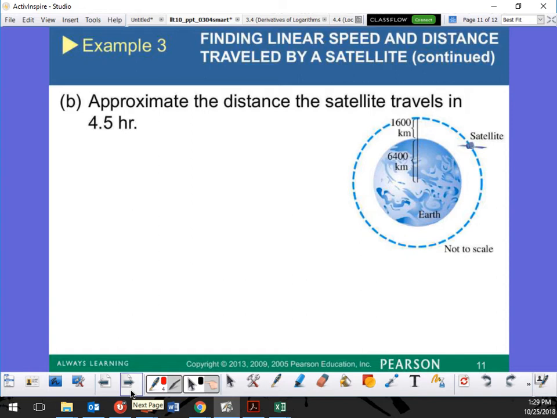Oh wait, I'm sorry, there's one more here. Part B says approximate the distance the satellite travels in 4.5 hours. Okay, so now, what stays the same? The radius, right? So the radius, so R is still 8,000. My T is 4.5 hours, right? Okay. The distance a satellite travels.